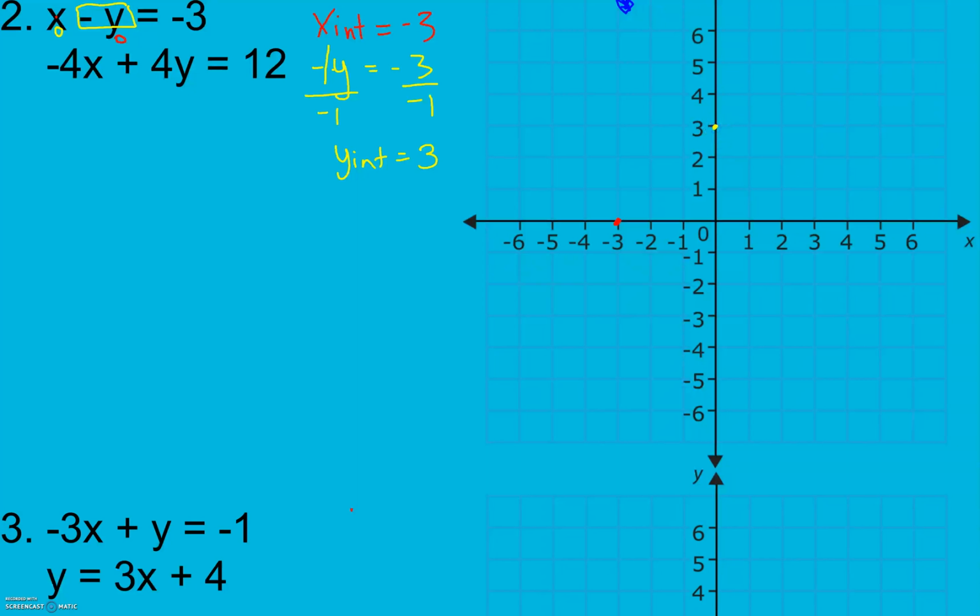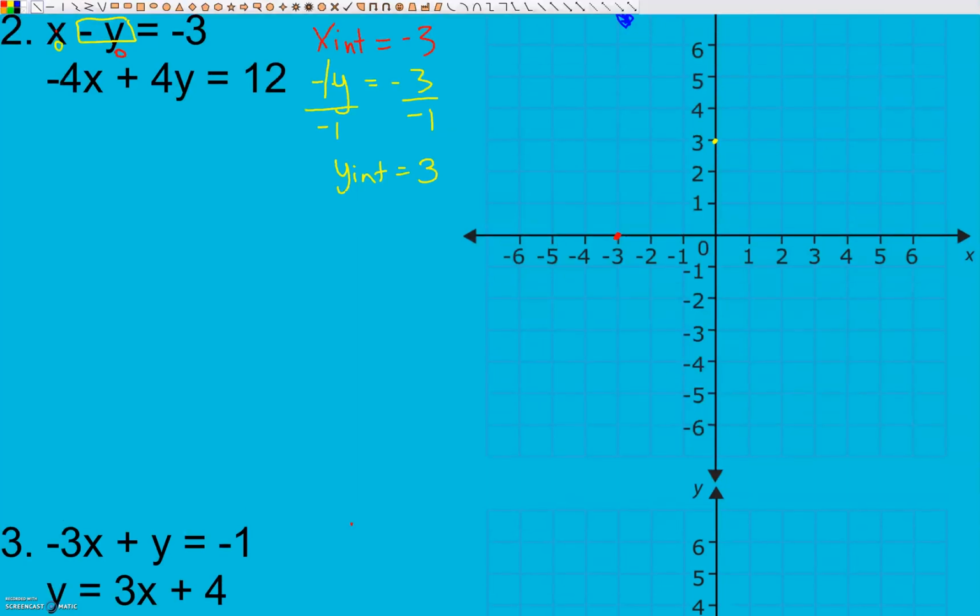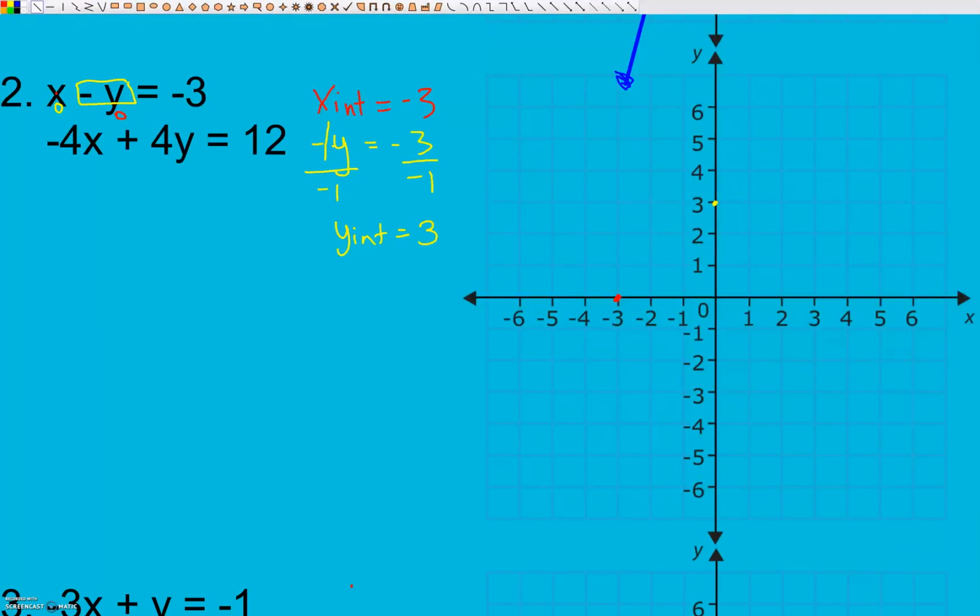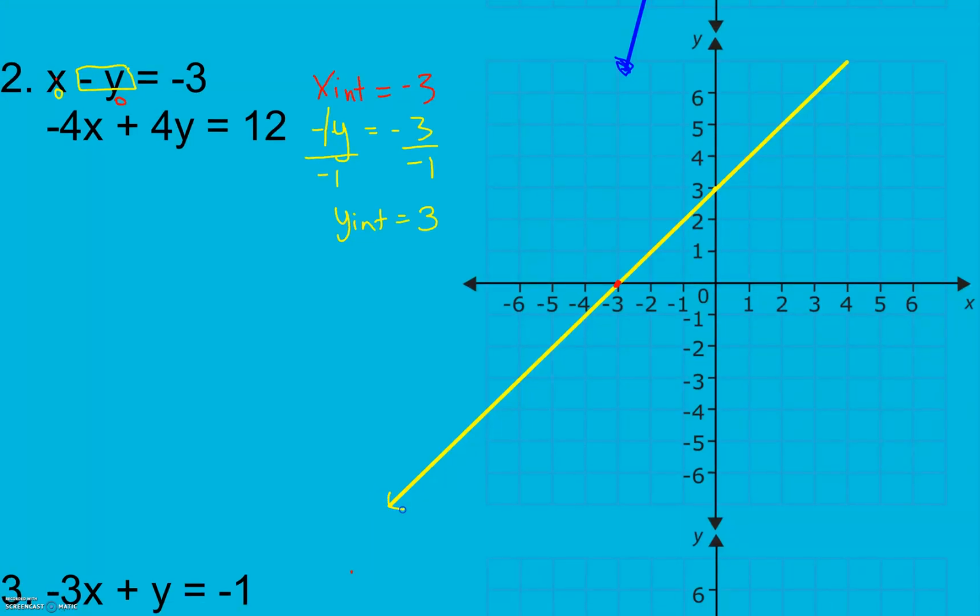Now that I have 2 points, I can connect those with a straight edge to get my line. And remember, we want to use a straight edge so we get as close to accurate as we can. We also want to extend through our graph because we don't know where our next line is going to cross. So we want a big graph so we can see where they'll meet.